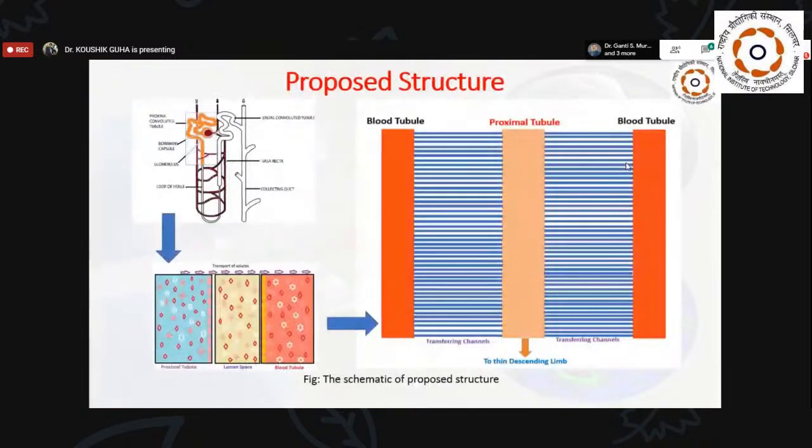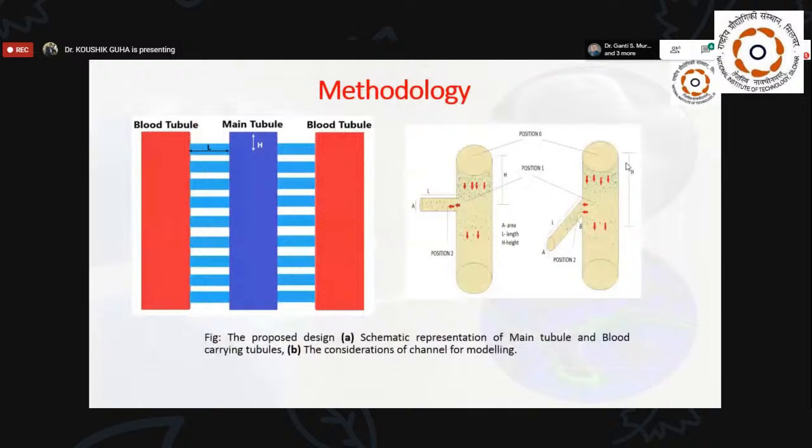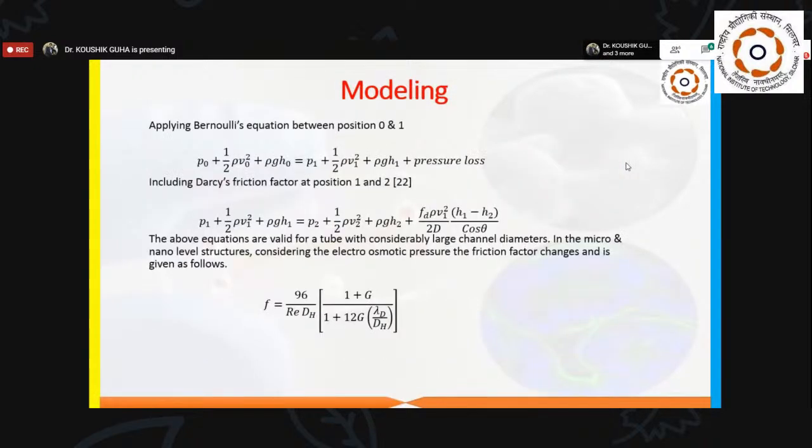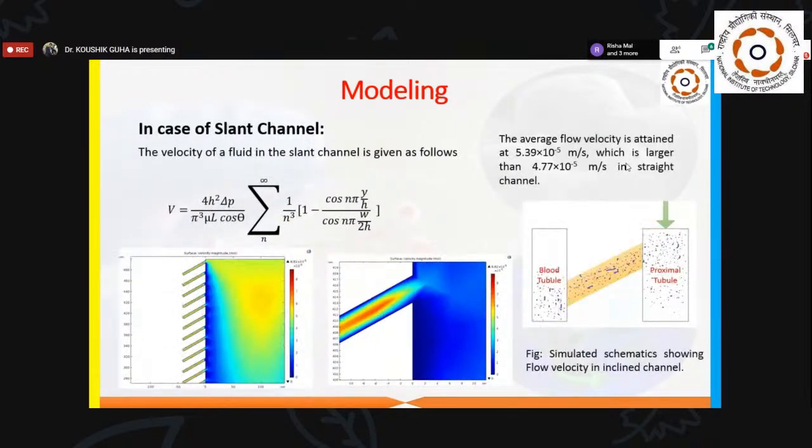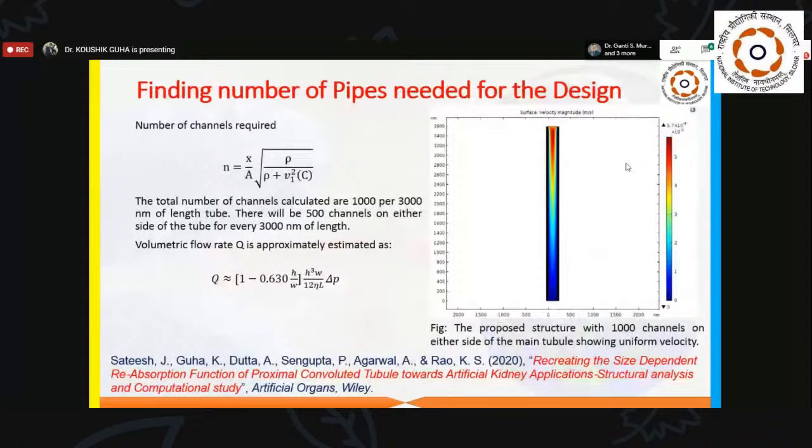Now we have also optimized our structures to get better behavior and better performance, and we have done some modeling, not molecular, but with the normal continuum fluid mechanics principles applied. And then we have estimated how many channels are required to achieve proper reabsorption. We have seen that thousands of micro and nano channels will be required for mimicking the entire reabsorption technique. This work was published very recently in the Artificial Organs journal by Wiley.